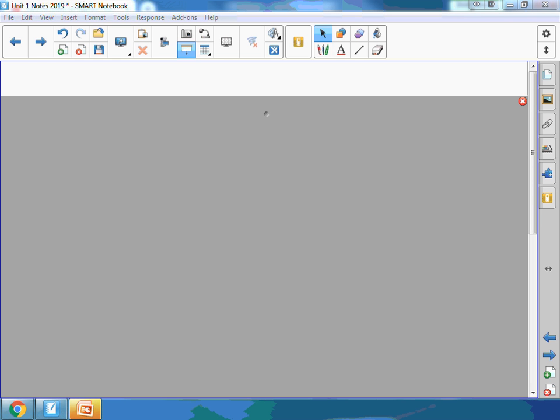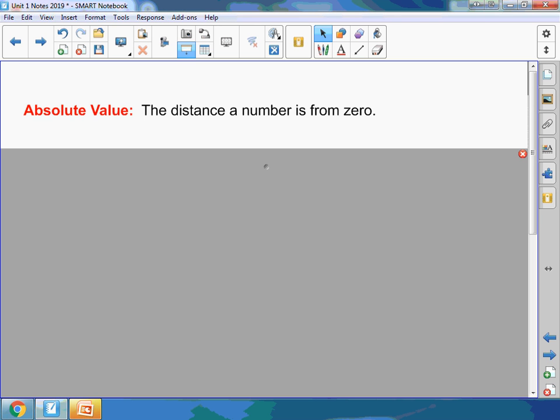It has something to do with the relationship between the number and 0, but we would word it a little differently. Aubrey? Very good. It's the space, or we'll use the word distance. So we're talking about the distance that a number is from 0. That's our definition for absolute value.